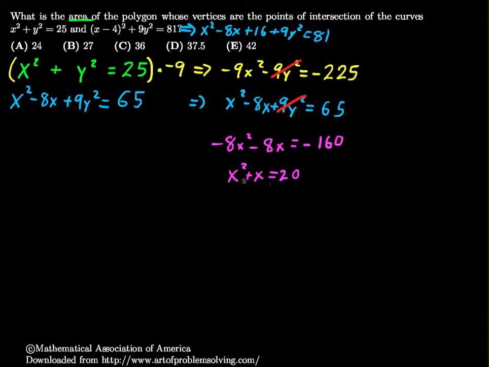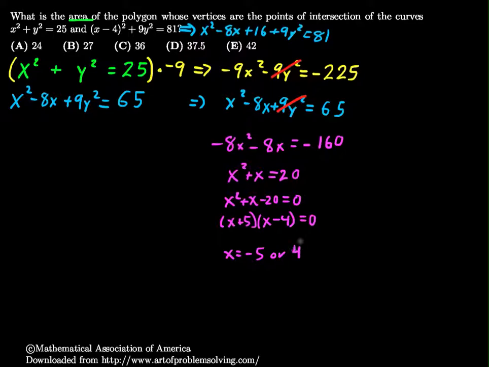And I'll solve this equation. It's going to be solved by factoring, so let's move the 20 over by subtracting. x squared plus x minus 20 equals 0. This factors as (x plus 5)(x minus 4). So x is equal to -5 or +4.